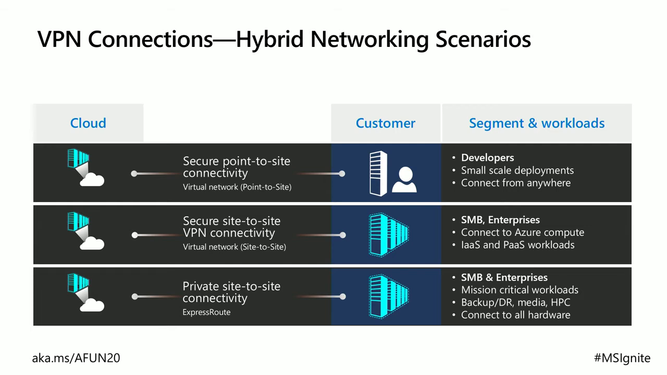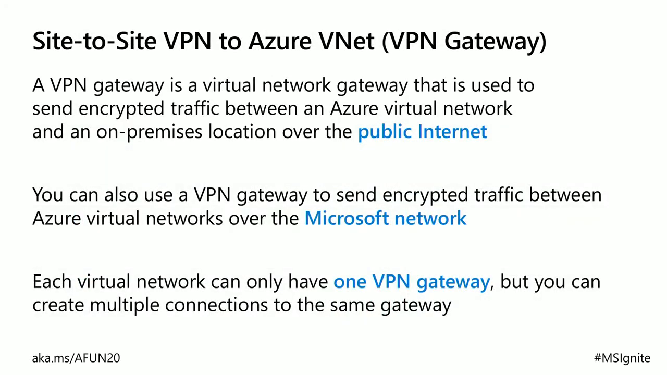So these are some of our options when we're thinking about kind of hybrid VPN connections within Azure. We have a secure point-to-site connectivity. This is going to be fairly basic, which is just someone's going to your website, they're going to be hitting your server, and then we have secure site-to-site VPN connections, which is a way to connect your virtual network to what's happening on-prem, and then we have a private site-to-site connectivity, which in our case would be something called ExpressRoute, which is a way to have a private direct connection from your network to Azure.